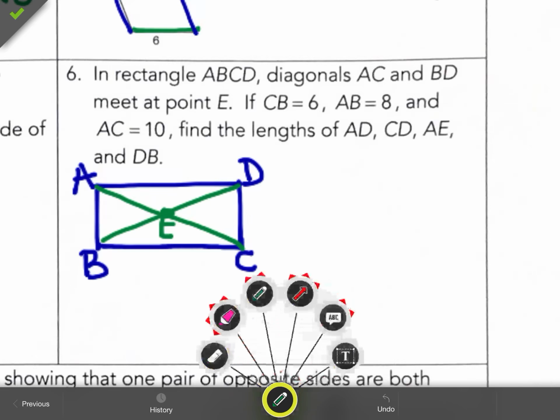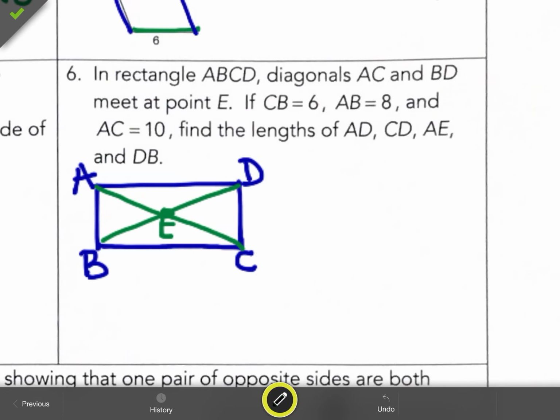Now they're going to give me some information that I'm going to write on my picture. Okay, write it on your picture. If CB is 6, so CB is the bottom of my rectangle, and AB is 8, AB is the left side of my rectangle, and AC is 10. So this whole diagonal right here is 10.